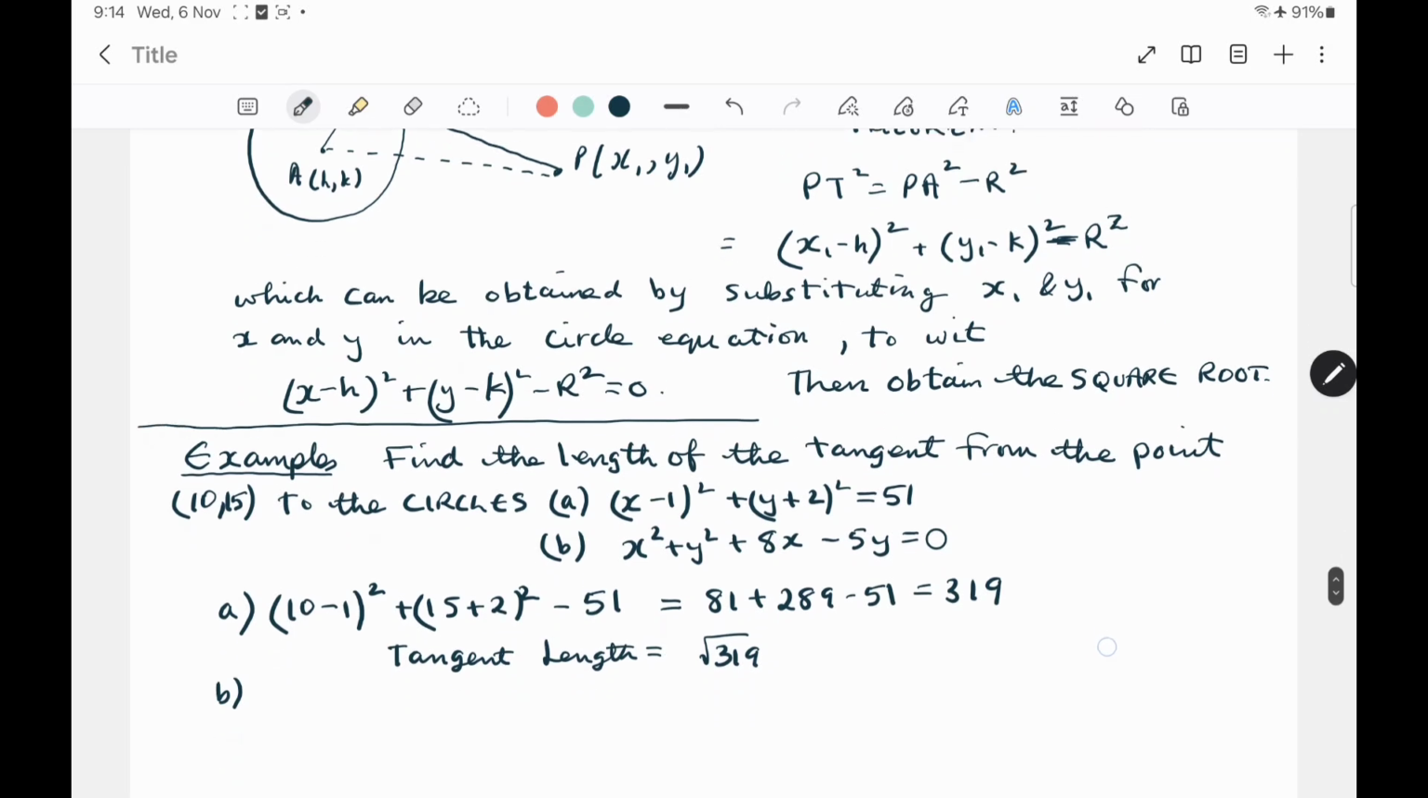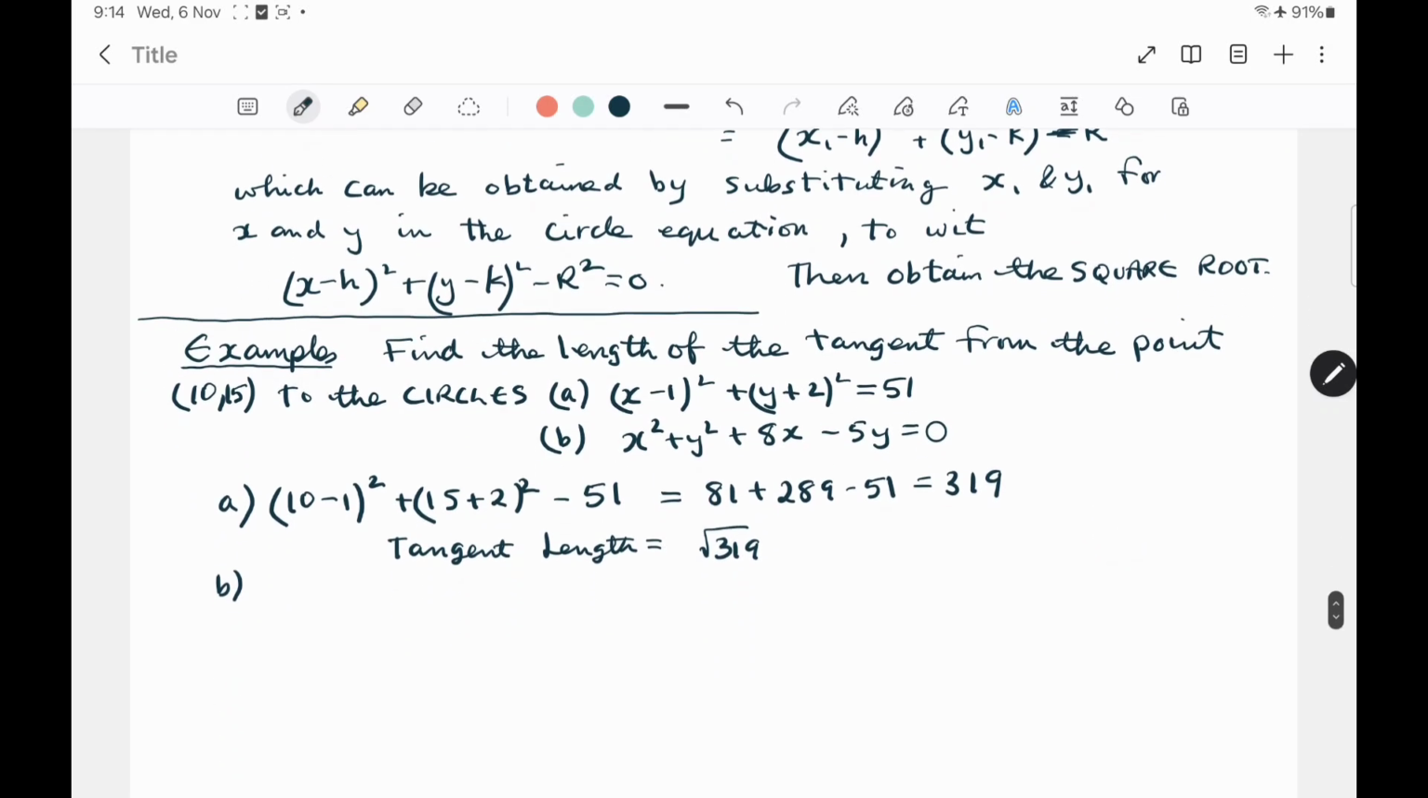Now, if we look at the second one and do the same thing, we just substitute in the x and y coordinates for x and y. And what do we get this time? So we'll get PT squared, which we call the length of the tangent, equals, let's see what the equation was. The equation was x squared. Let's write that down just for reference. x squared plus y squared plus 8x minus 5y is 0.